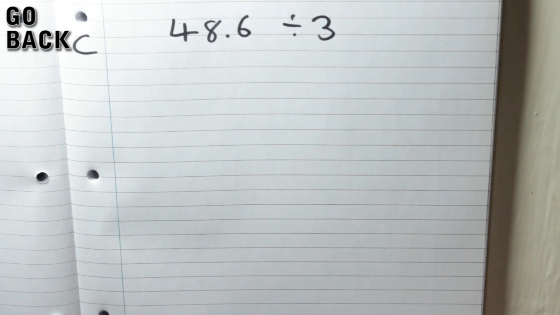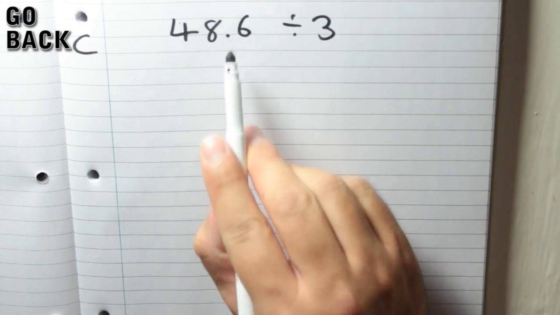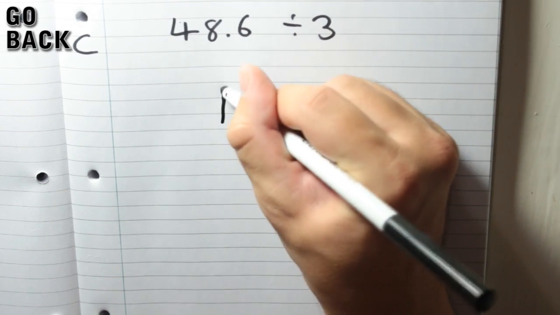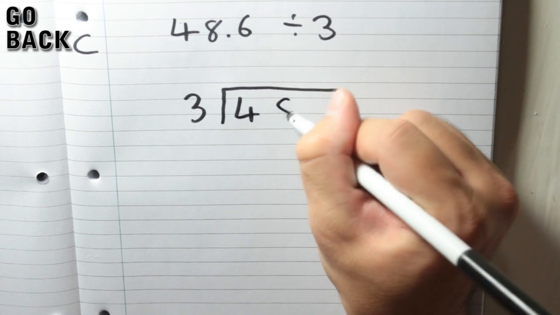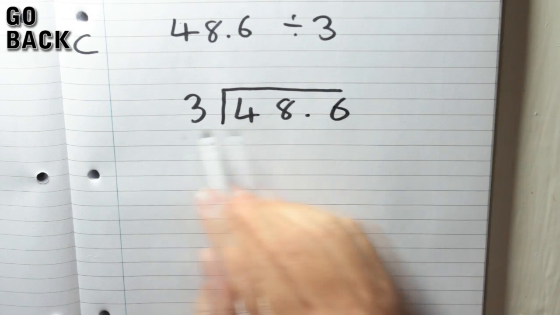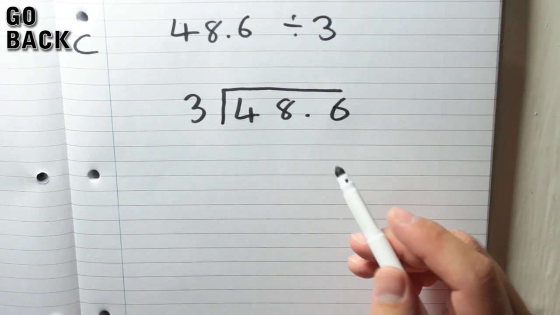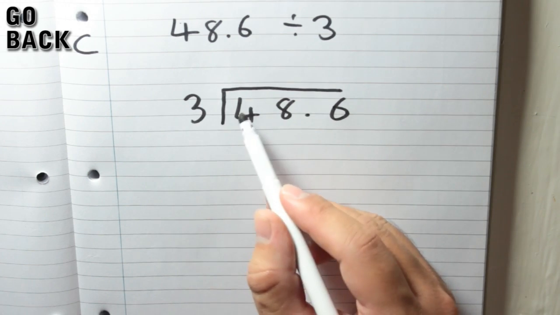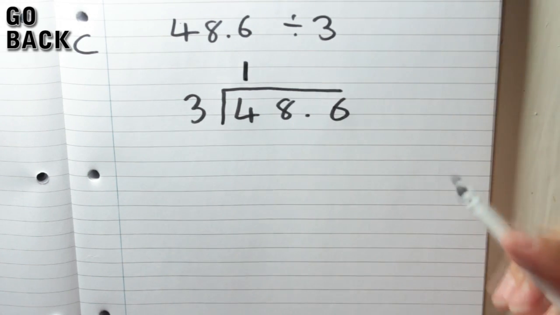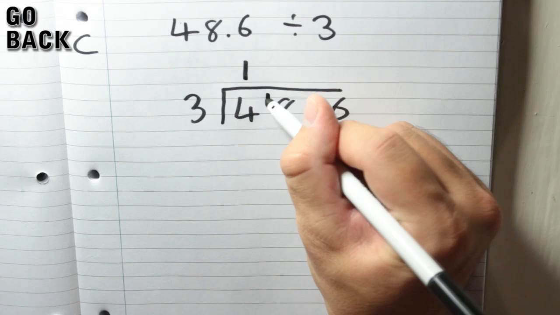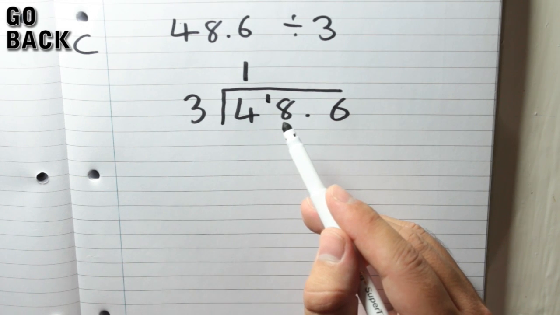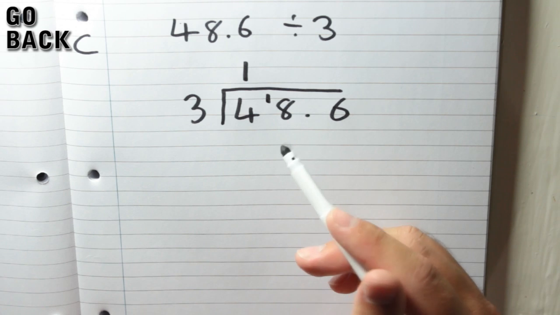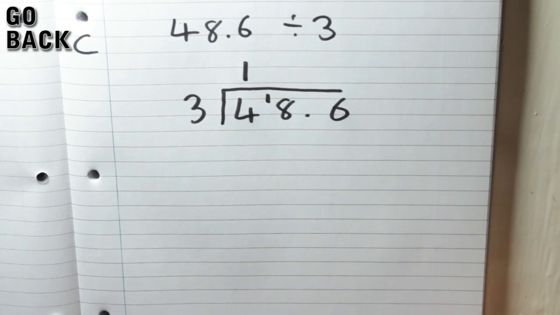Part C. Here again we're using the bus stop method, but this time we have a decimal. So 3 goes at the start and 48.6 will go inside the bus stop. So how many 3s go into 4? 1 again, just like last time. 1 remainder. How many 3s go into 18? 3, 6, 9, 12, 15, 18. That is 6.